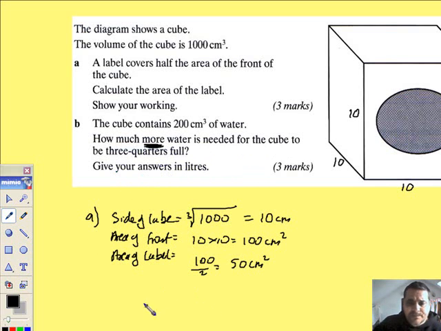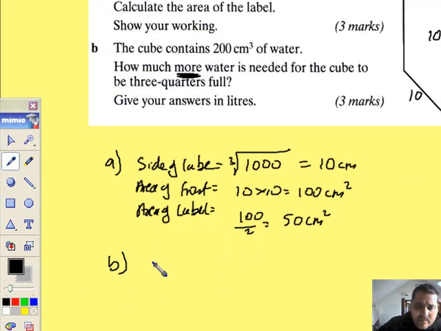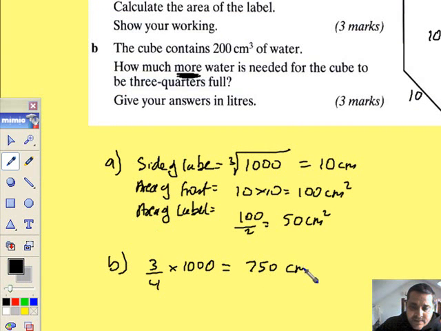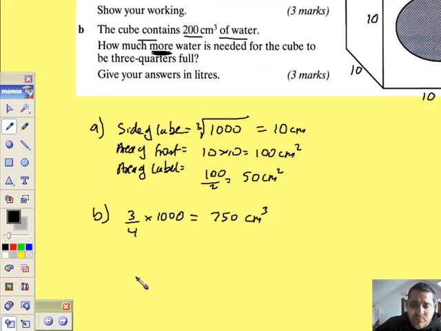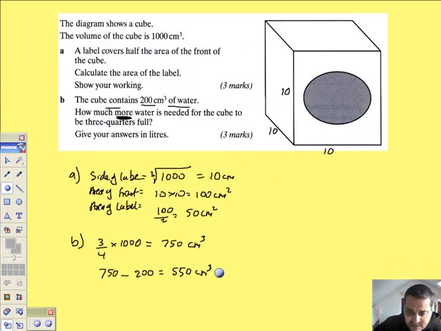Alright then, part B. 3/4 of 1,000, that's its volume, that's how much it can take, is going to be 750 centimetres cubed. Now the cube contains 200 of water already, so how much more must I put in? So I've got 750, 3/4 full is what I want, and I want to take away the 200 that's already sitting there, therefore that's going to be 550 centimetres cubed needed.